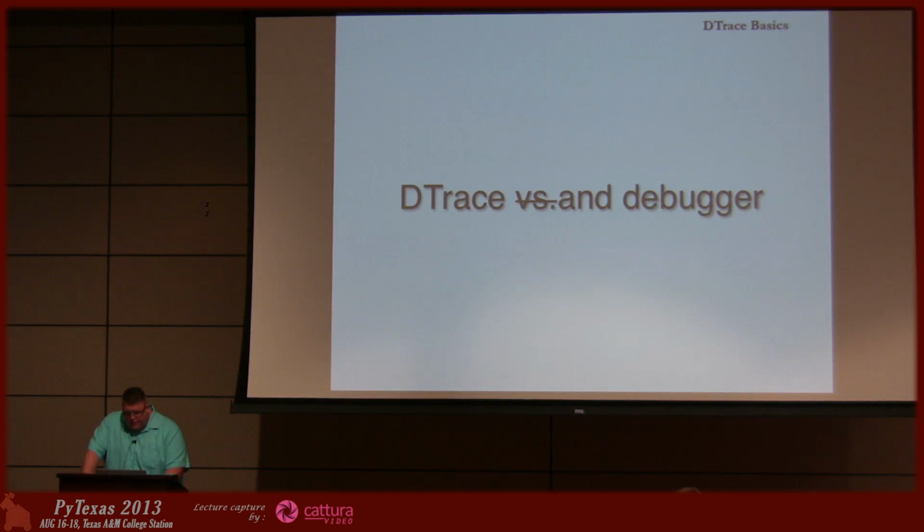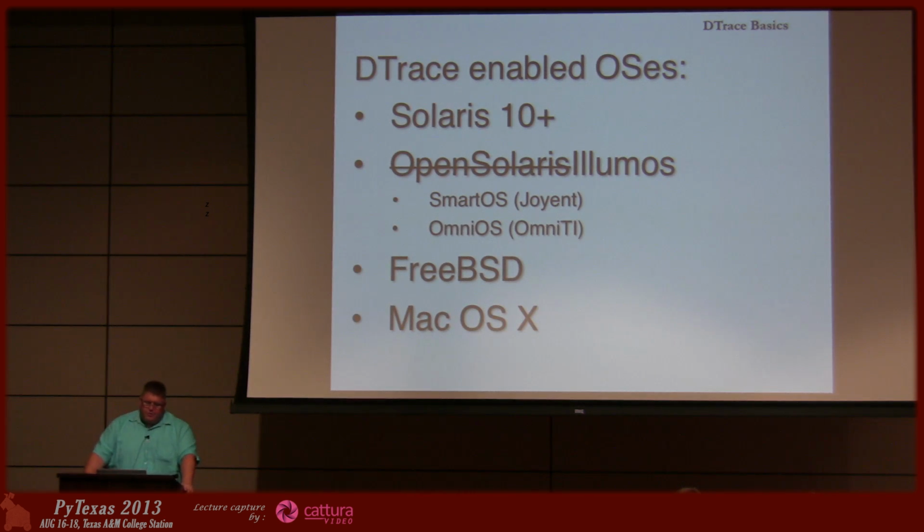So DTrace only runs on specific operating systems. It runs on Solaris 10 and 11. It runs on Illumos, which is a fork of OpenSolaris. There's a couple of children of Illumos. One is called SmartOS by Joyent. Joyent is a cloud provider. And there's also OmniOS from OmniTI.